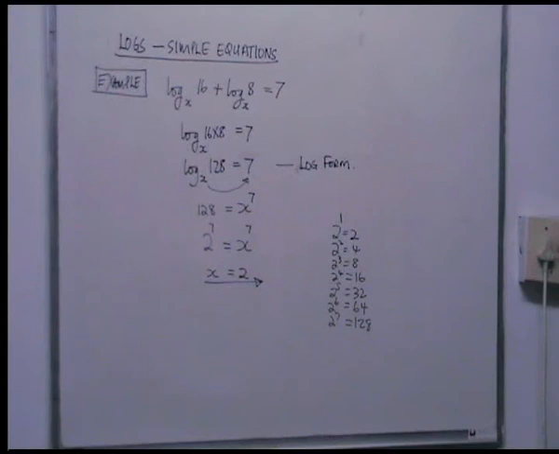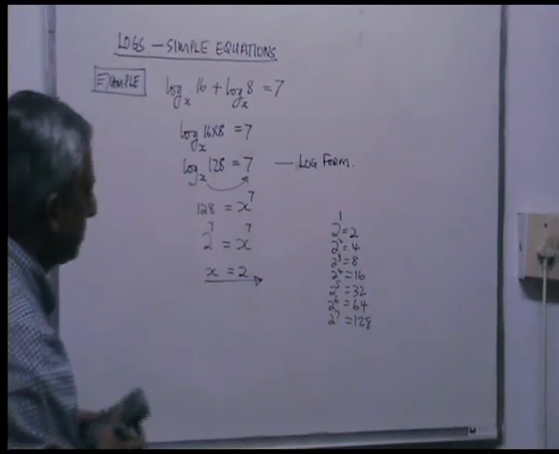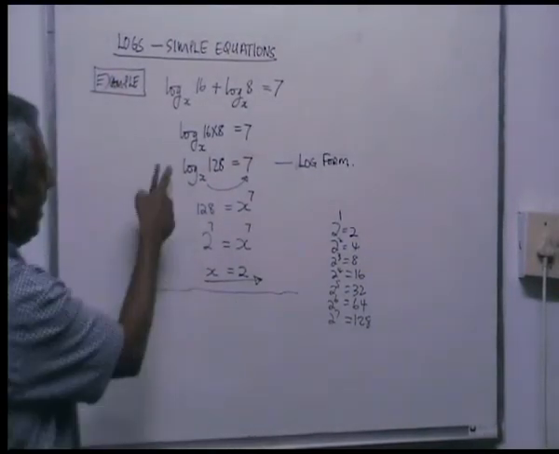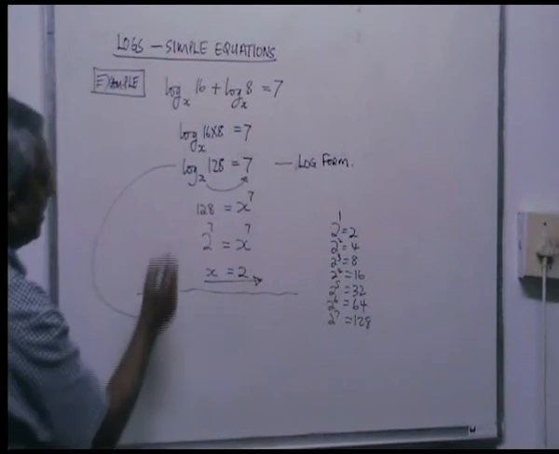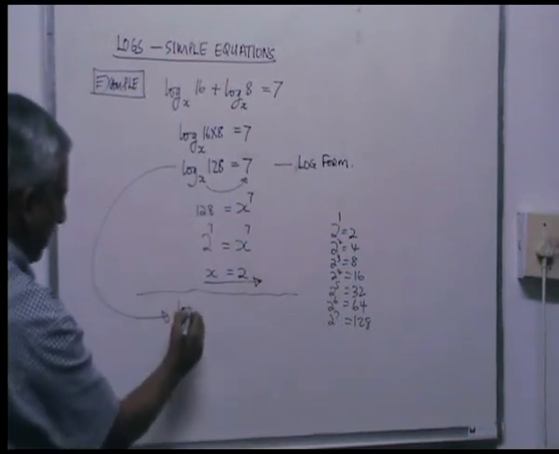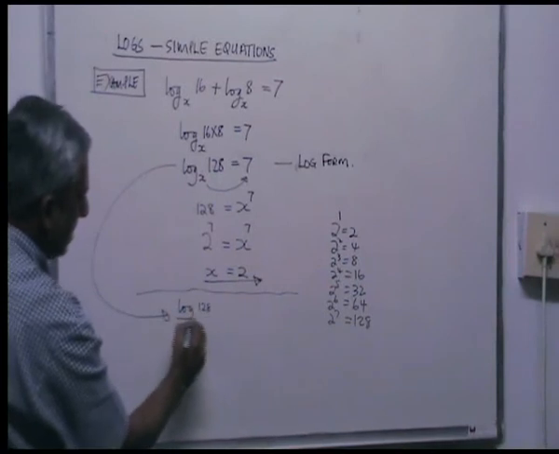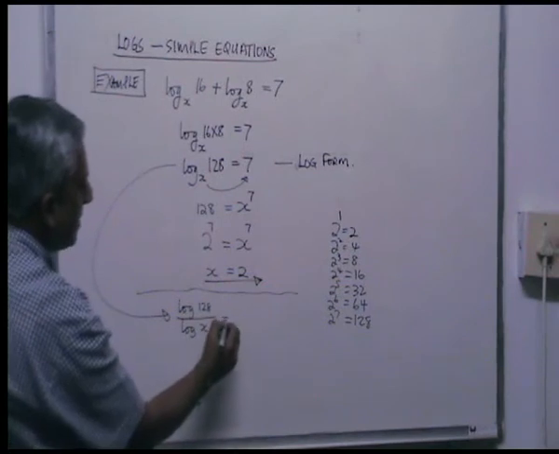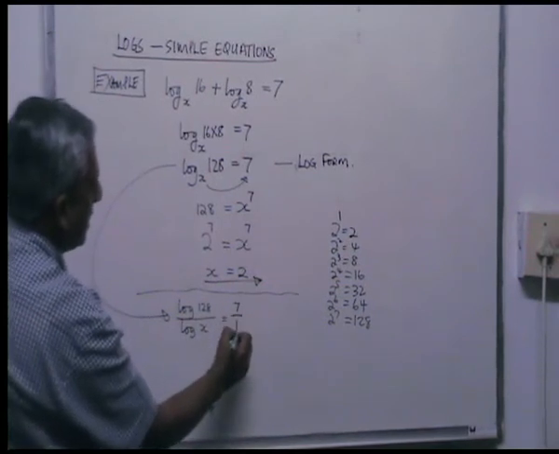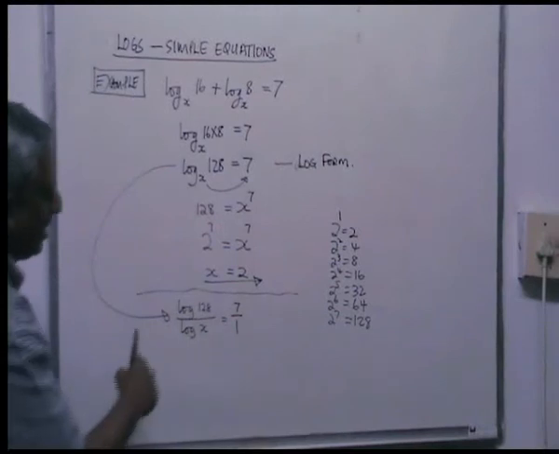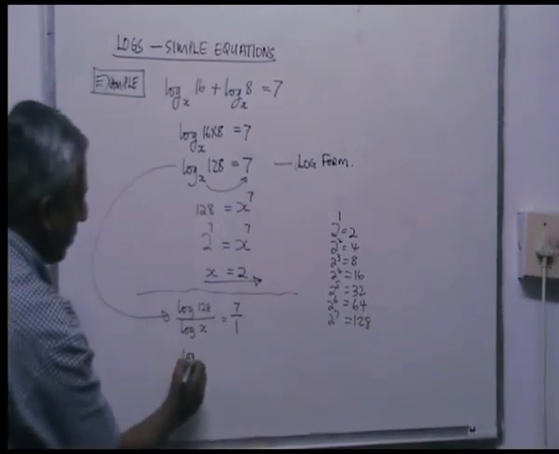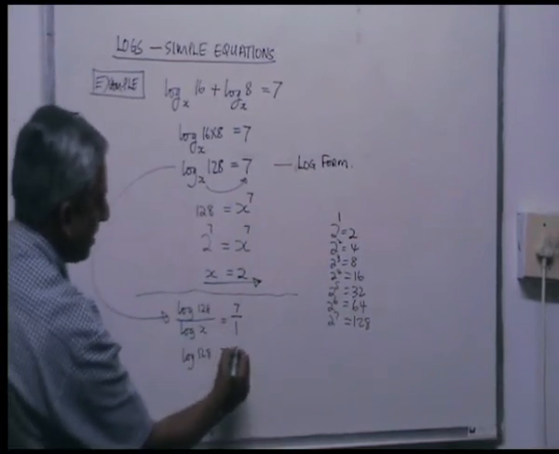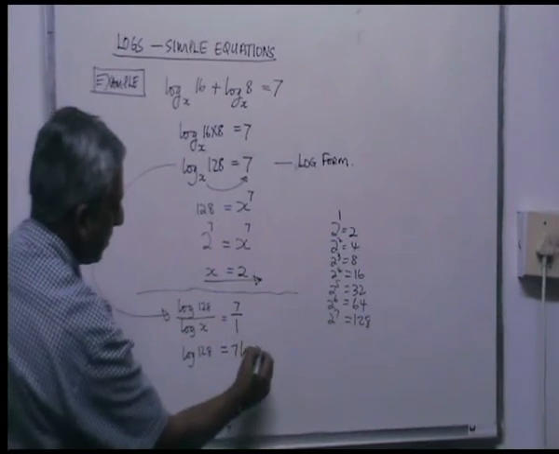Another way to do this one: you came up till there, so you can even change base if you like. You say log of 128 over log of x is equal to 7. That 7 will be 7 over 1, and you can cross multiply if you like. So log of 128 is equal to, if I cross multiply, 7 log x.